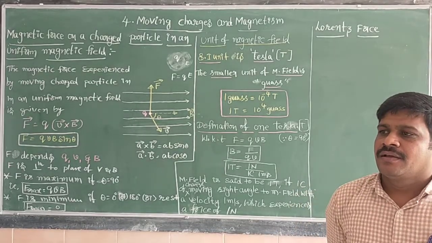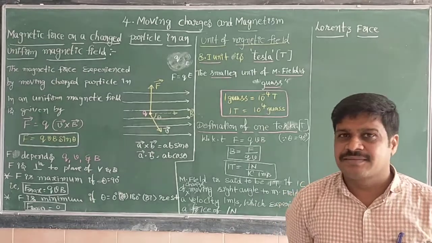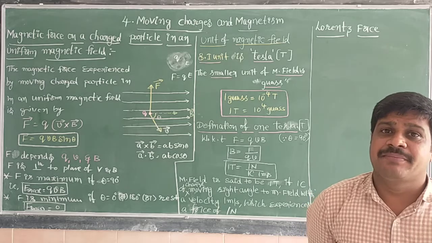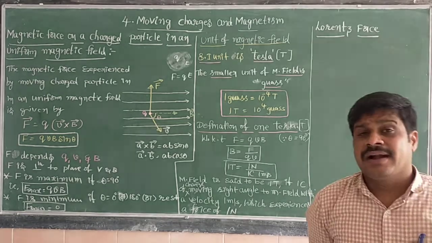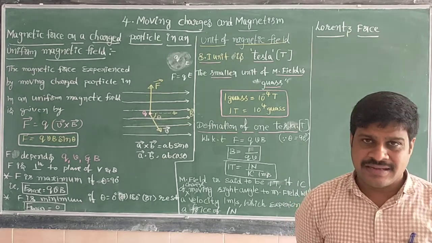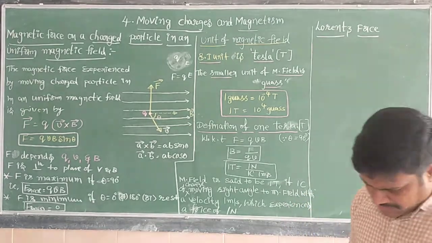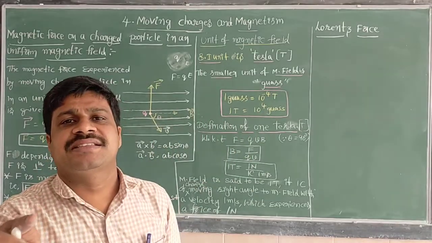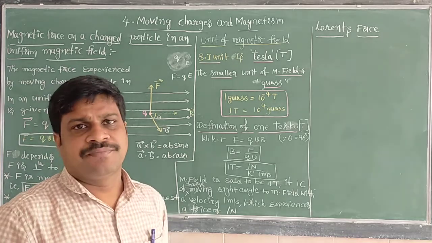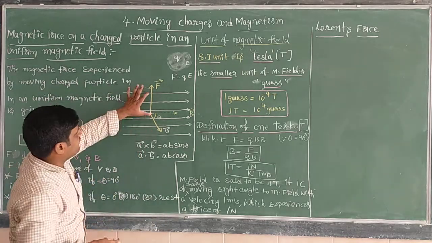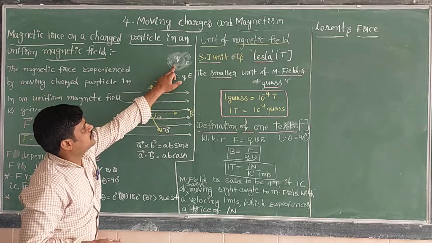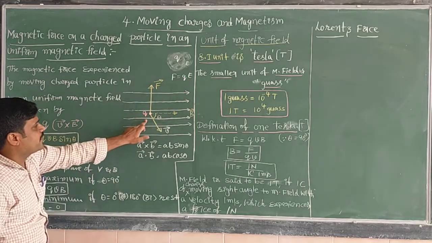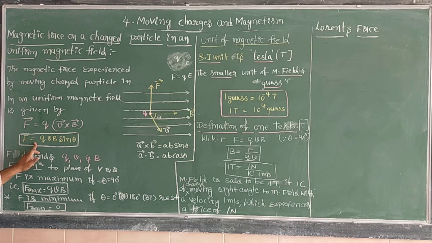Suppose a charged particle is moving. The charged particle experiences magnetic force in a magnetic field, and it experiences electric force in an electric field. If the charged particle is in an electric field, it experiences an electrical force. If the charged particle is moving in a magnetic field, it experiences the magnetic force.